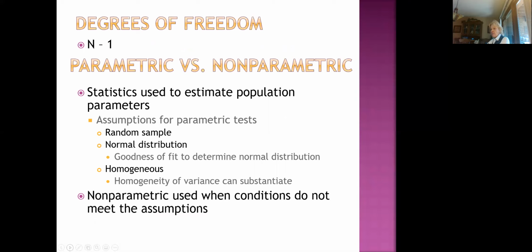So for parametric versus non-parametric, the parametric assumptions are that you have a random sample, there's a normal distribution, and goodness of fit to determine that normal distribution, and then there's homogeneity of the variance, or it's a homogeneous sample. So if any of those things are not true, then you want to use a non-parametric test. And we'll talk about both parametric and non-parametric as we move through the course.